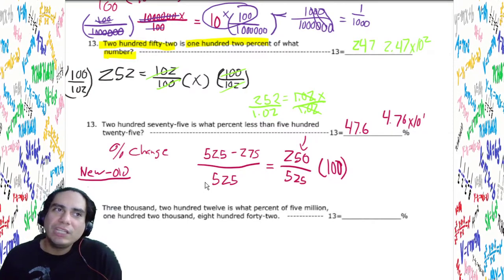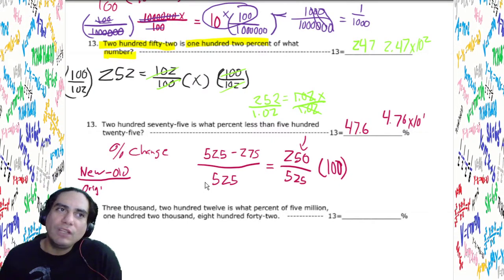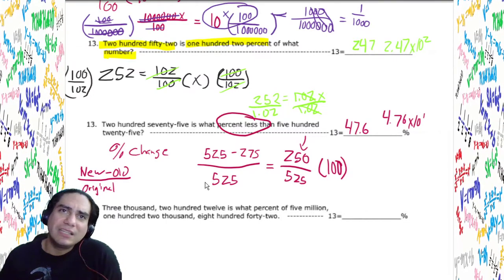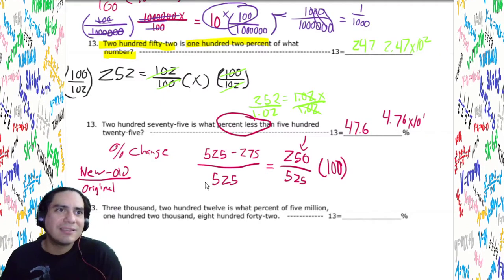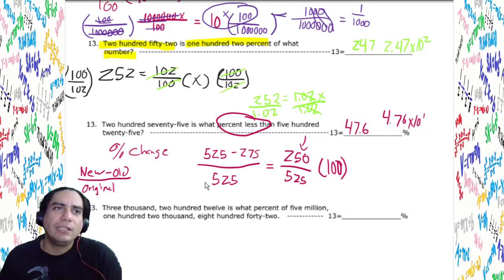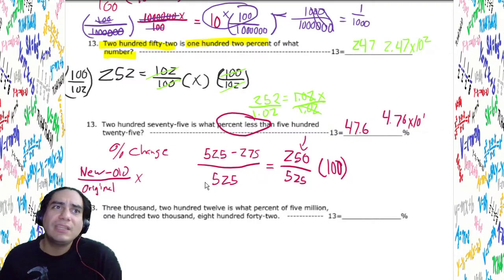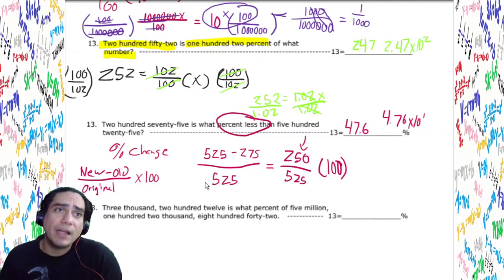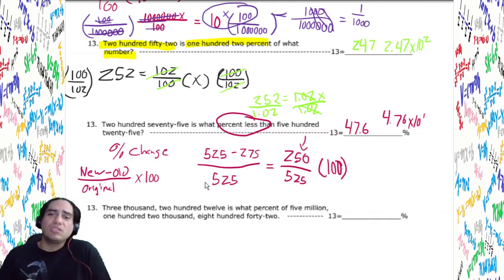But really, we're just going to find the difference. In this problem, it already says percent less than. It's already a decrease. So this fraction right here, the one I just wrote, is how we can get that percent difference. But it's not a percent until we multiply it by 100. That's what gives us that percent change.